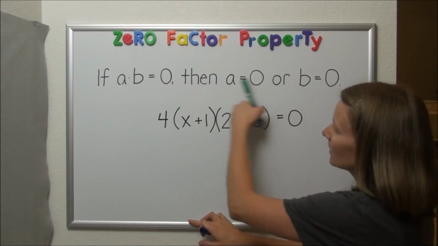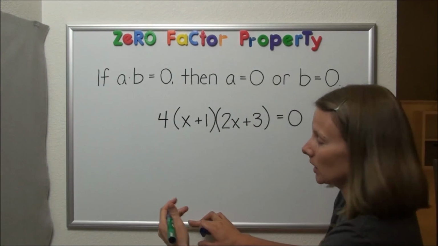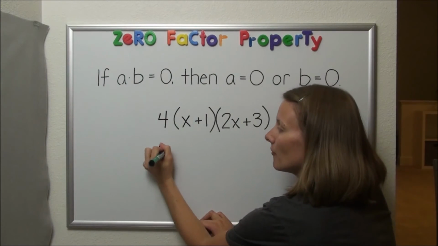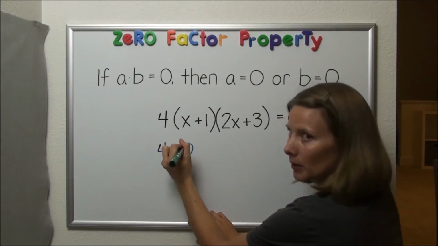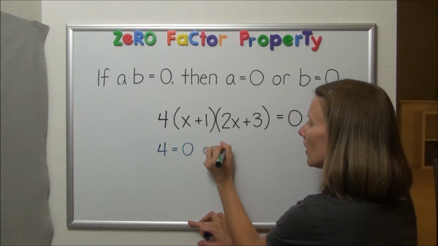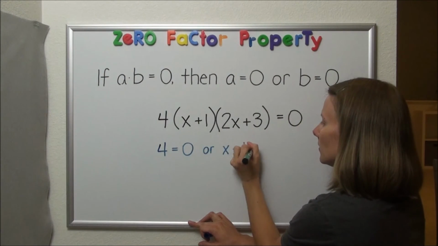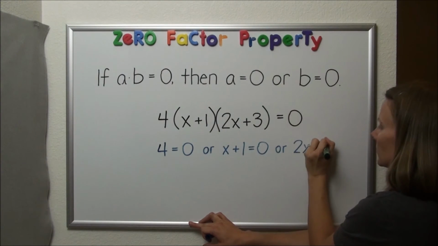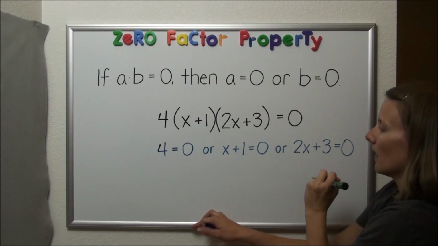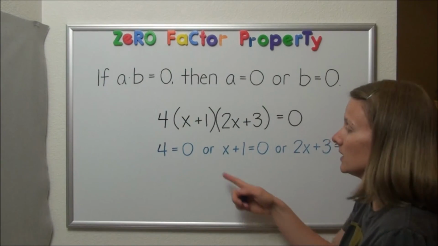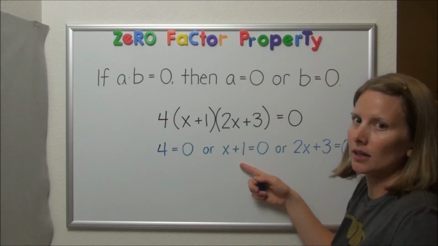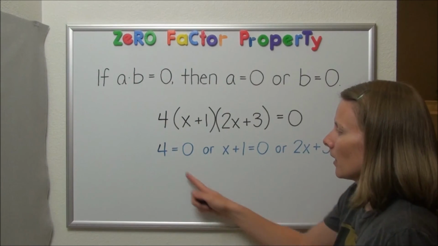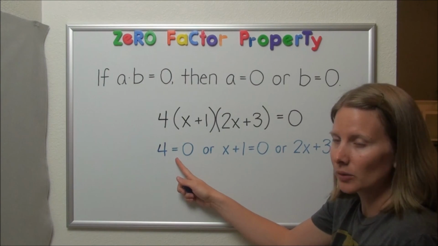So if I take this zero factor property literally, then if this times this times this is 0, either 4 equals 0, bear with me, or x plus 1 equals 0, or 2x plus 3 equals 0. Now, I'm not saying that all these things have to be true. I didn't say 4 equals 0 and this is 0 and this is 0. It's not that they're all 0. It's that one of them's got to be 0. But 4 can't be 0. 4 and 0 are not equivalent.